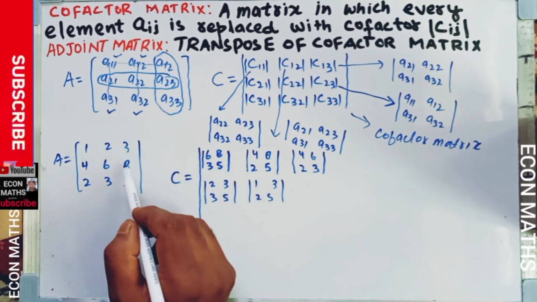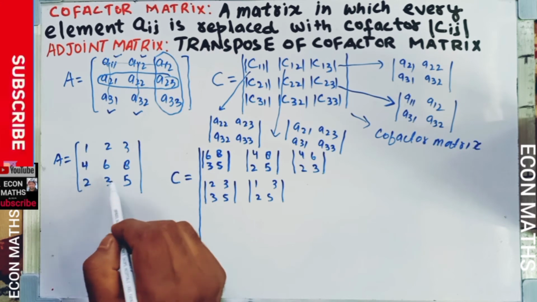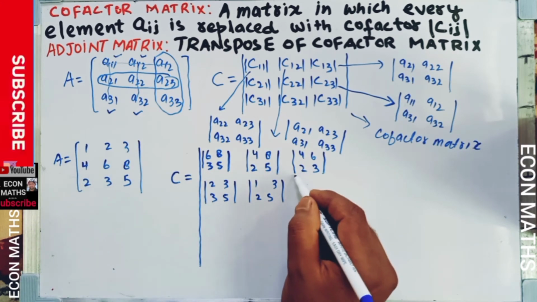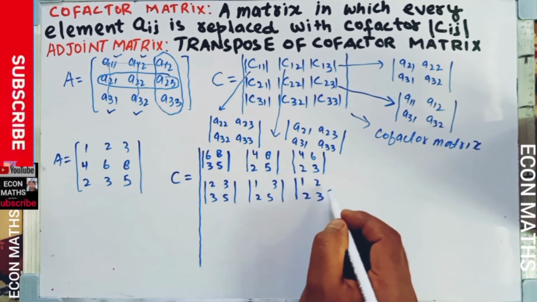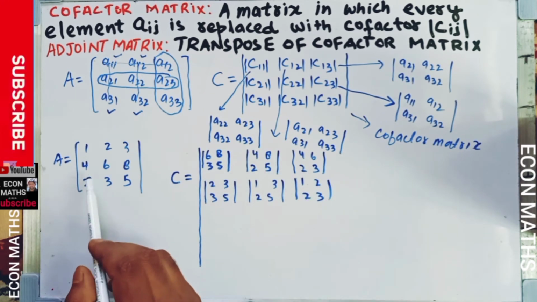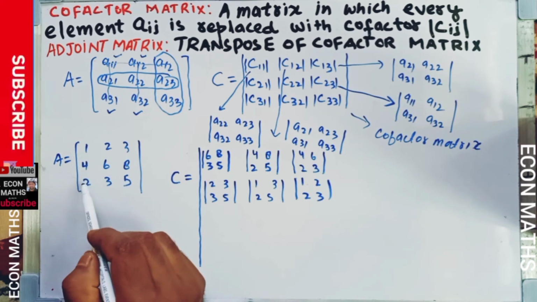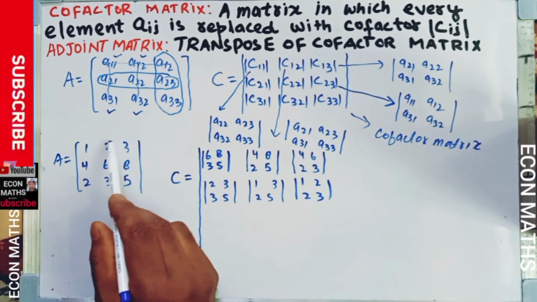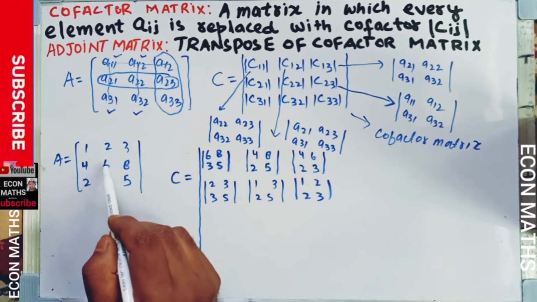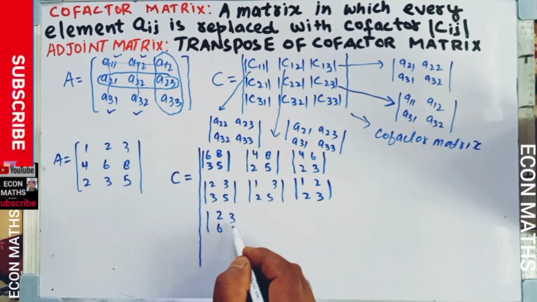Similarly 8 is in this row and this column, and 1, 2, 2, 3 will be the cofactor, that is 1, 2, 2, 3. Similarly this 2 appears in the third row and first column, and we mentally delete the row and column in which 2 appears and take the determinant of the remaining elements. Here it is 2, 6, 3, 8. So I will write here 2, 6, 3, 8.